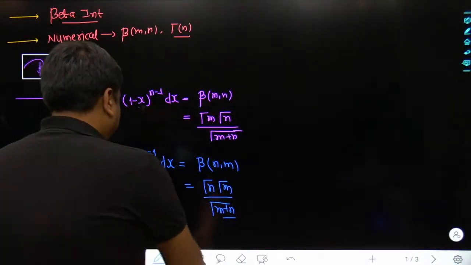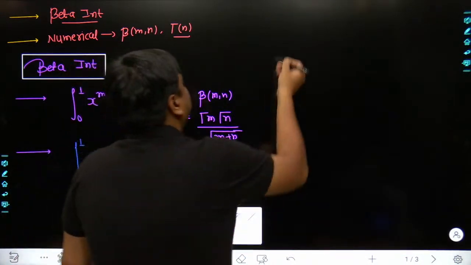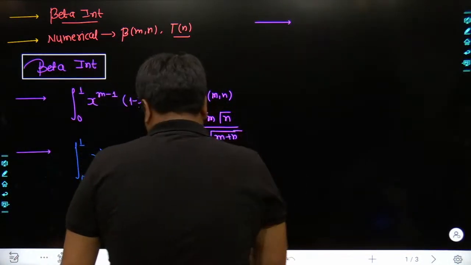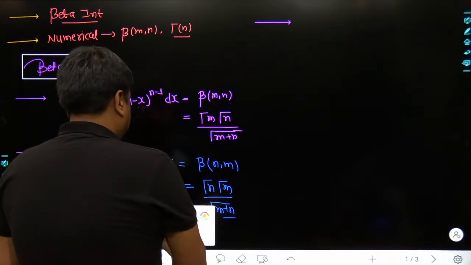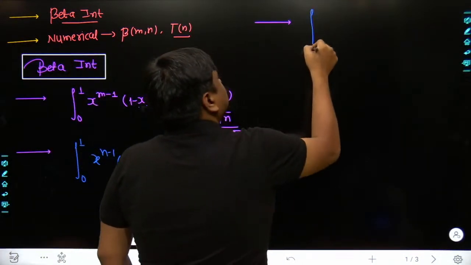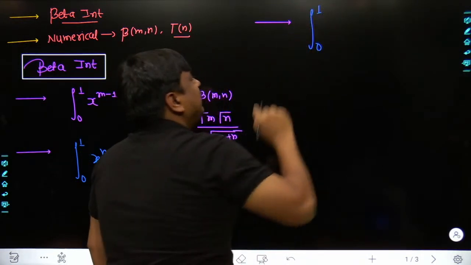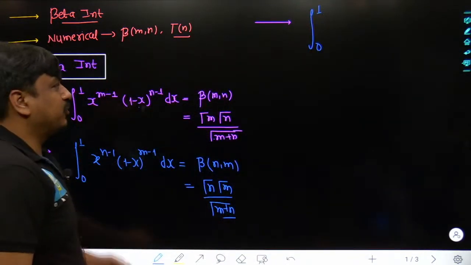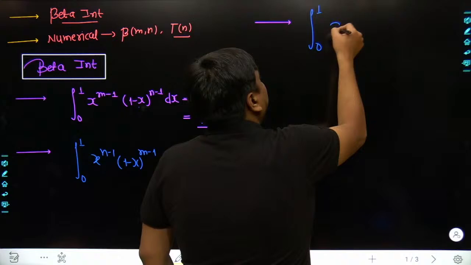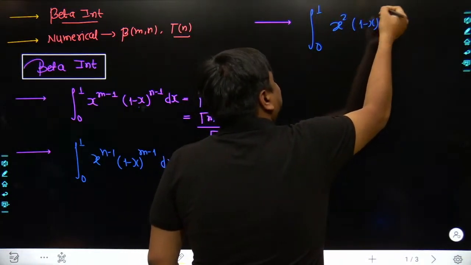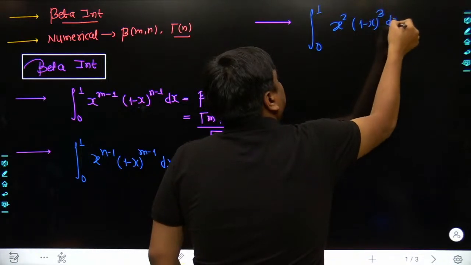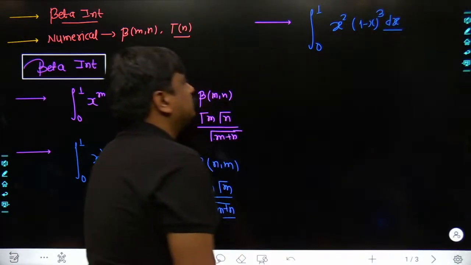Agreed? So let me take a few questions, and I would expect each one of us to be able to give the answer in maximum 30 seconds. This is the first problem. Integration is taken from 0 to 1 in this standard form, and here it is x to the power of 2, 1 minus x to the power of 3 dx. May I know what would be its answer?